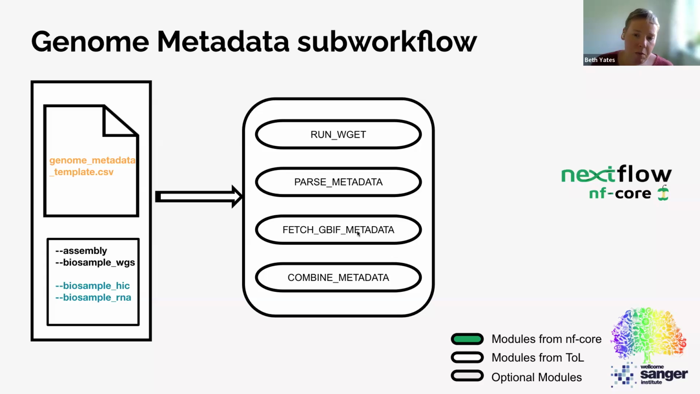We do a slightly different thing when we're fetching data from GBIF because we have to make several API calls rather than one to get all the information that we need from GBIF. So that has its own module to handle it, but the rest of the metadata sources we handle with these processes. And then the final step that this metadata sub-workflow does is it takes all of the output files from these processes and combines them.